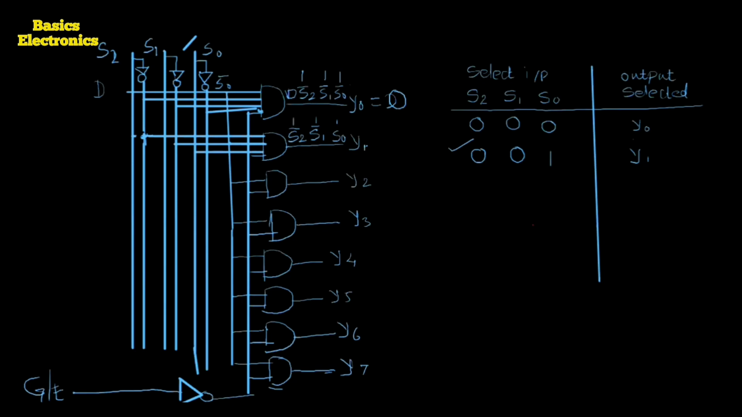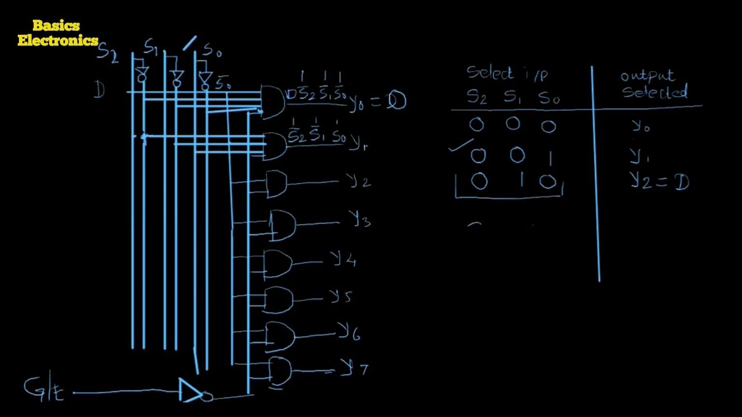Now the third entry is there. That is 0, 1, 0. Here it is desired that the Y2 line is selected for the data. It means here the data line D is passed towards Y2, and for that we require to make all the other AND gates in the disable condition. Already, when we apply the input 010, it means S2 equals 0, S1 equals 1, and S0 equals 0. We make the connection as here.